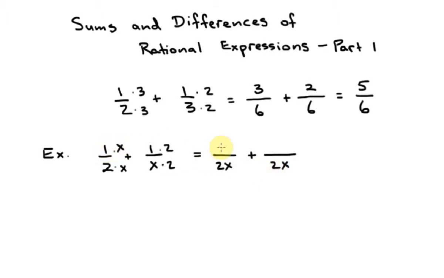Now, the top here is x, and the top over there is 2. Now I can put them together. What do we got? 2x on the bottom and x plus 2 on the top. That is just lovely. Okay, let's move on to one that's a little more involved.